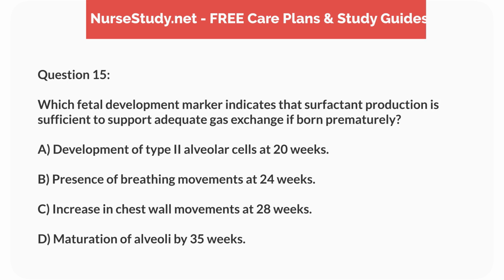Question 15. Which fetal development marker indicates that surfactant production is sufficient to support adequate gas exchange if born prematurely? A. Development of type 2 alveolar cells at 20 weeks. B. Presence of breathing movements at 24 weeks. C. Increase in chest wall movements at 28 weeks. D. Maturation of alveoli by 35 weeks.